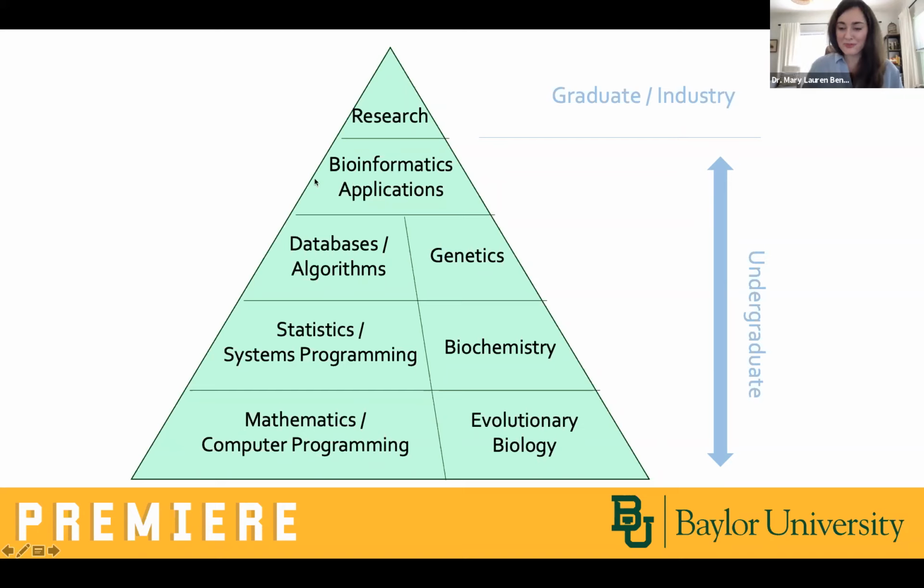all of which allow you to learn more about how to develop and design tools in bioinformatics and lead students into graduate and industry, which really focuses in this space a lot on research. So building the foundation of this pyramid in undergrad sets you up in a really good place to go to the graduate or professional schools or industry and do research in bioinformatics.